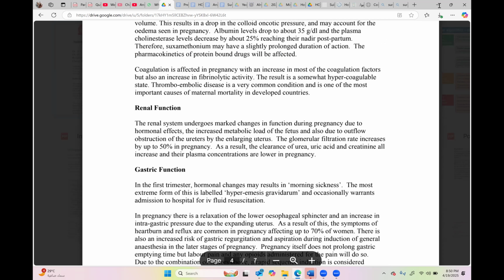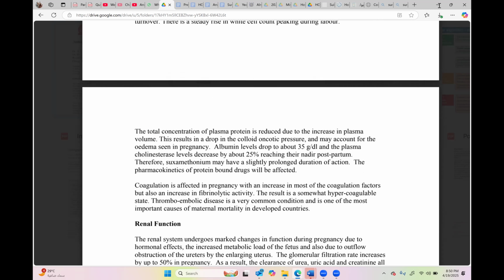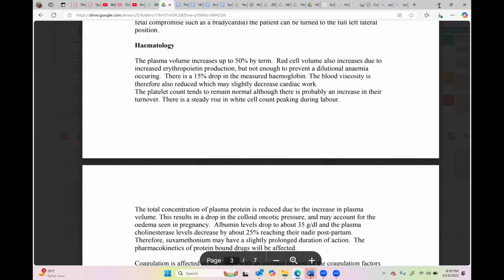Renal: GFR is increased, so clearance of urea, uric acid, and creatinine all increase, and their plasma concentrations are lower in pregnancy. But practically, how much is the effect? I don't think it's too significant for the anesthetist in the conduct of anesthesia.